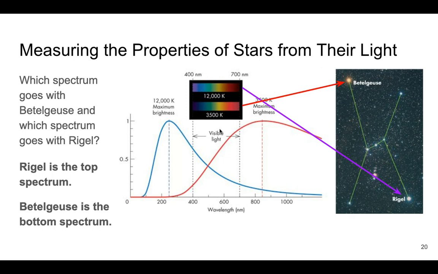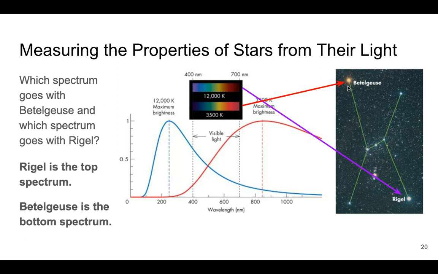So let's look at Betelgeuse first. This spectra here is very bright towards the red and dim towards the violet. It's not that the violet is not there, it's just that it's dim. But yeah, stronger in the red. Well, look at Betelgeuse. Betelgeuse appears red.